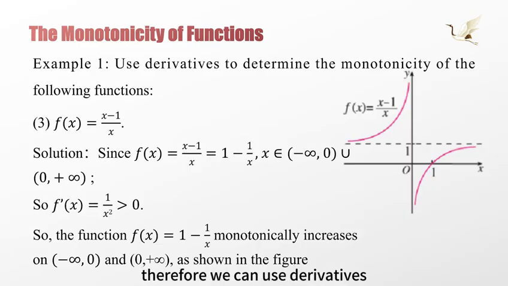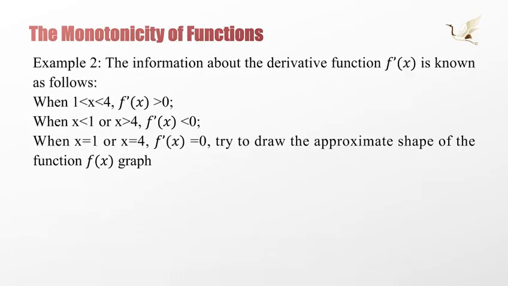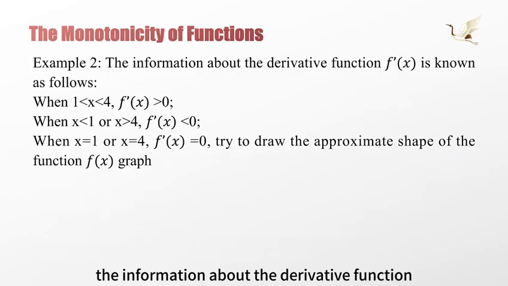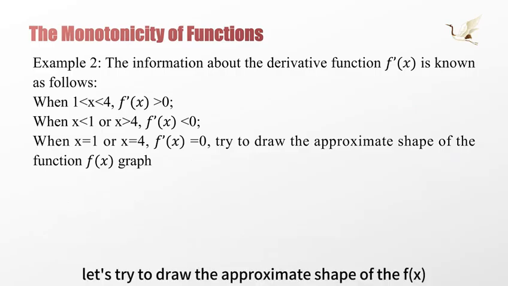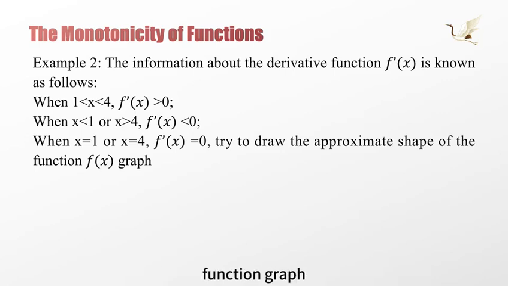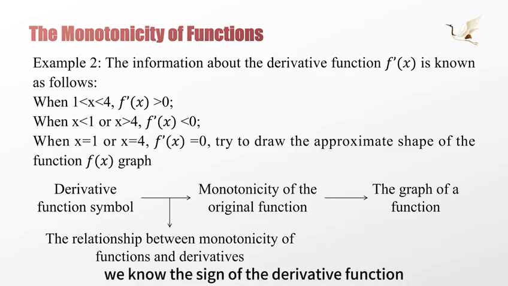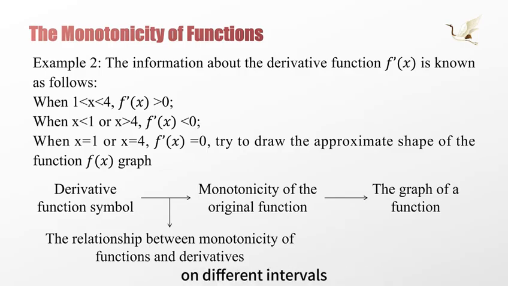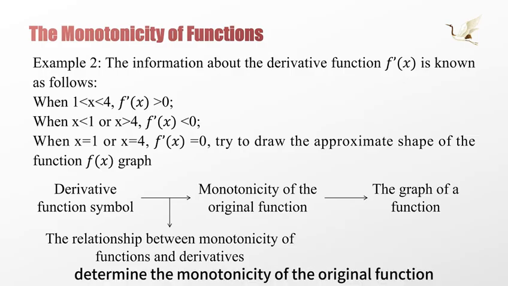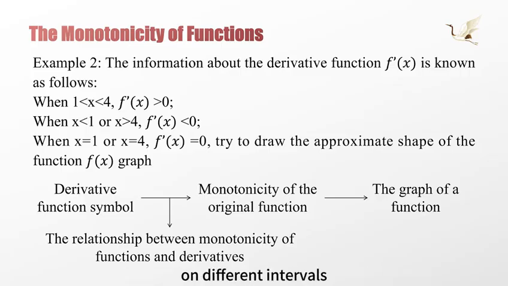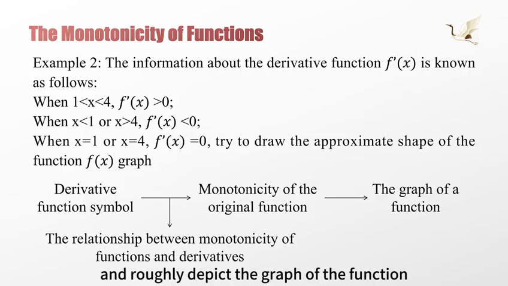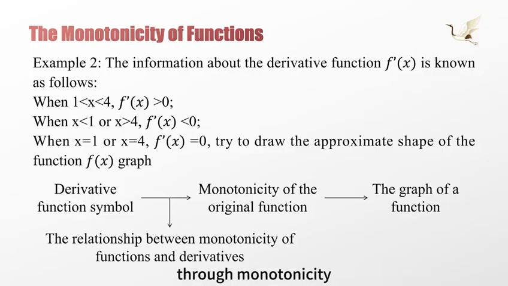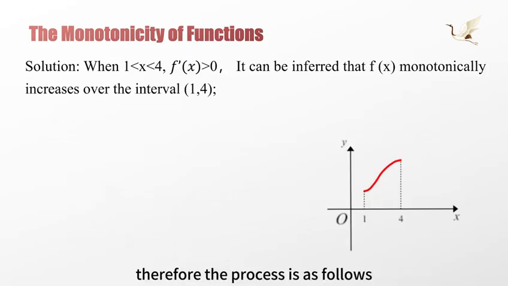Therefore, we can use derivatives to determine the monotonicity of a function. Next, let's take a look at example 2. The information about the derivative function is known as follows. Let's try to draw the approximate shape of the f(x) graph. Let's first clarify our approach. In this question, we know the sign of the derivative function on different intervals. Based on the relationship between the monotonicity of the function and its derivative, we determine the monotonicity of the original function on different intervals one by one, and roughly depict the graph of the function through monotonicity. Therefore, the process is as follows.